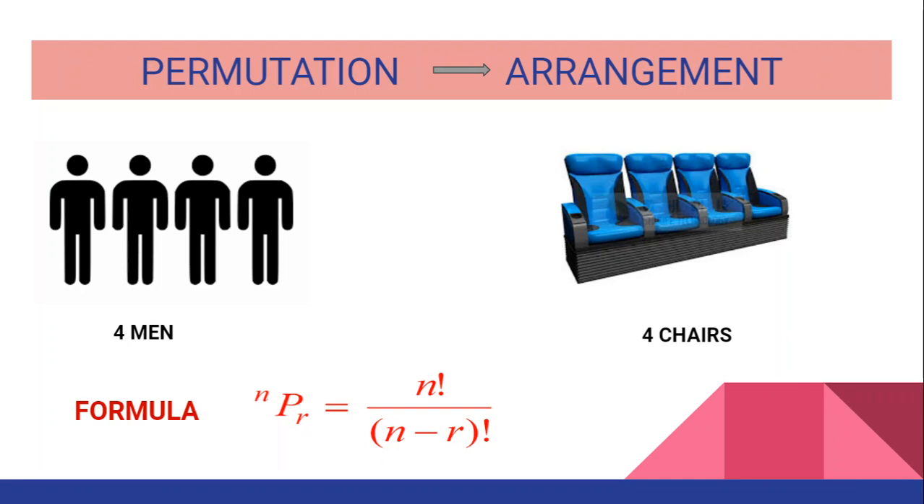So in this case, we have four men and four chairs. So n is 4 and r is also 4. So we'll have 4 factorial upon (4 minus 4) factorial, that is 0 factorial. The answer will be 4 factorial because 0 factorial is 1. Right? So let's move on to a question for your better understanding.